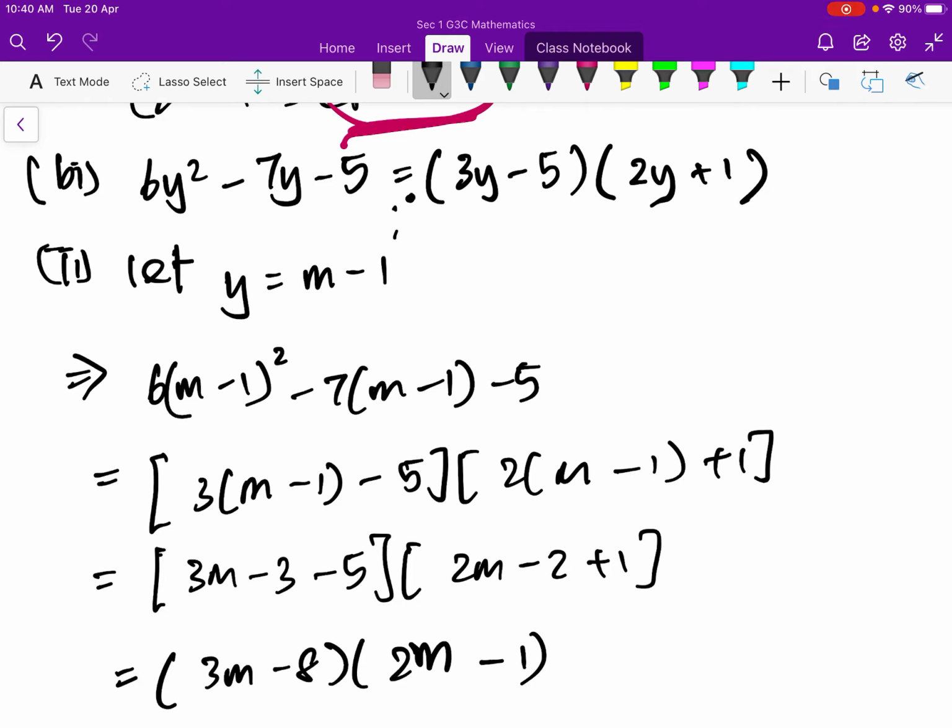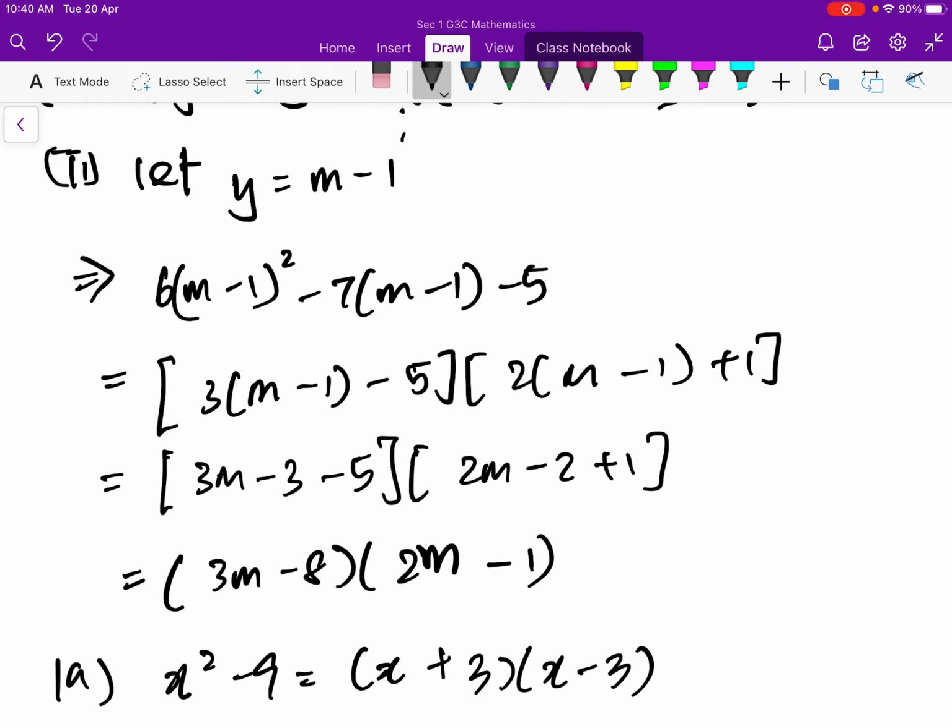Multiply by 2 times y, which has been changed to m minus 1. Then plus 1. And then you simplify within these two square brackets. Expand and simplify, and this is our factorized form. Okay, 3m minus 8, 2m minus 1.